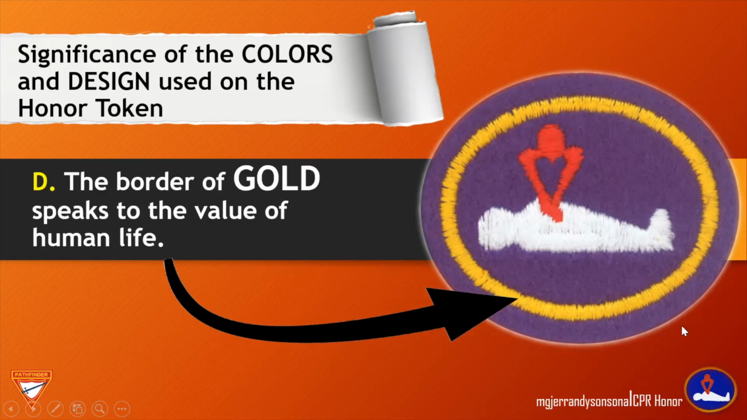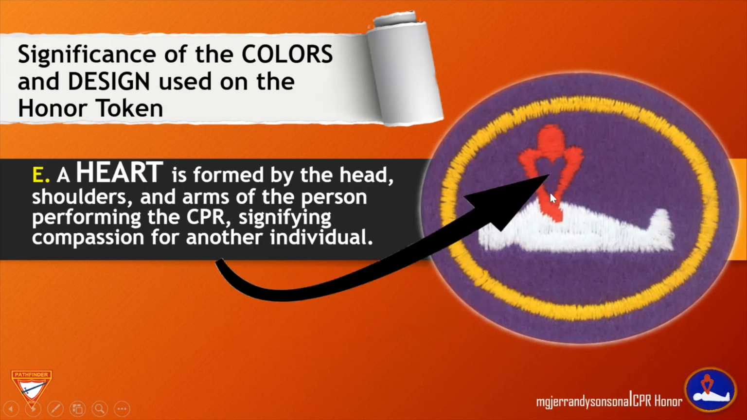The border of gold speaks to the value of human life. So this one, the round gold color there, speaks to the value of human life. And the last one is a heart. As you can see here, it is formed by the head, the shoulders, and arms of the person performing the CPR, signifying compassion for another individual.